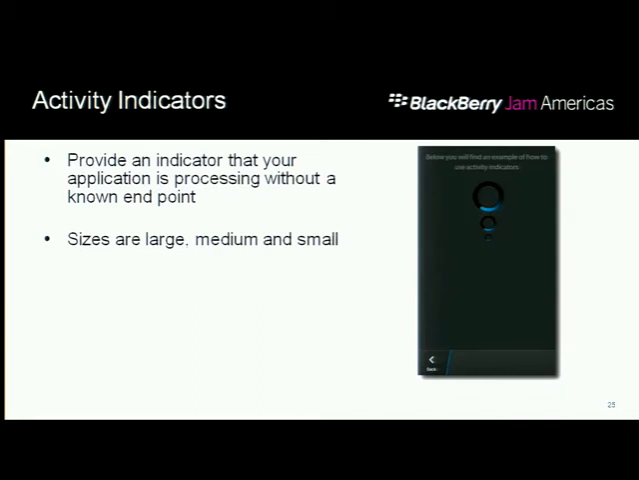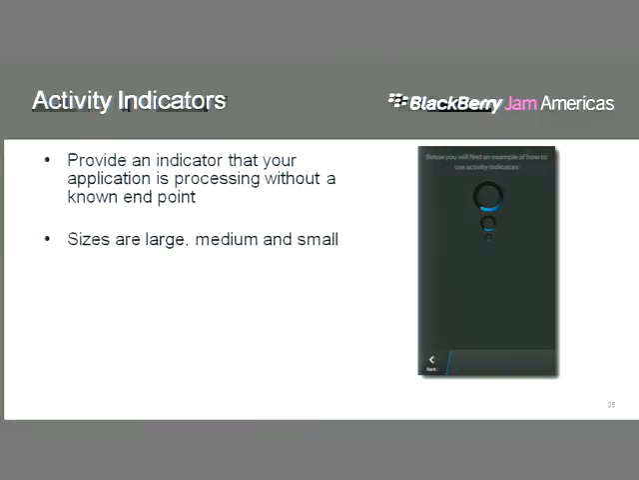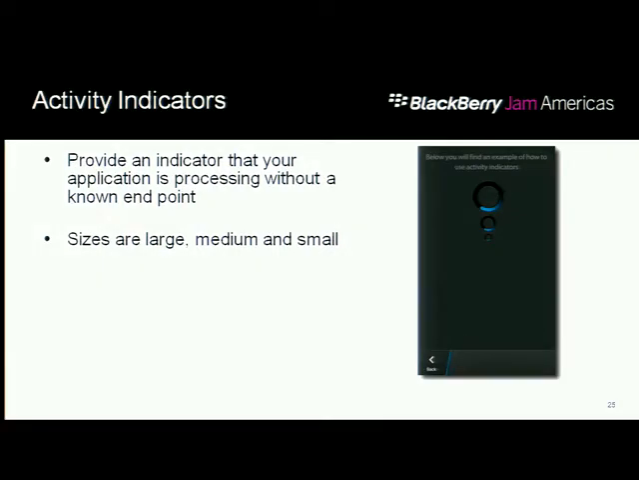Activity indicators. You need to show the user that you're doing something, why they're waiting, making sure that they understand that something is going on. So you can put this at the bottom of a page if you're doing lazy loading on a list, or right in the middle of a page if the page is loading or something like that. There are different sizes available to you. So it really depends on what you're loading and how important it is that the user sees these activity bars.